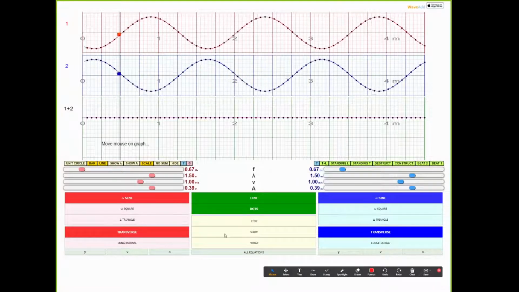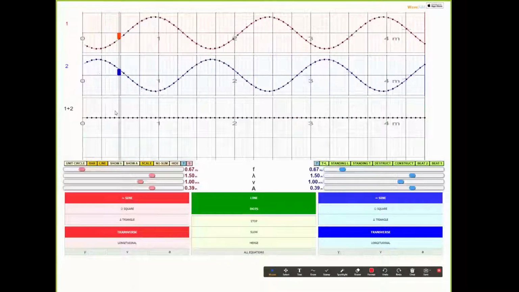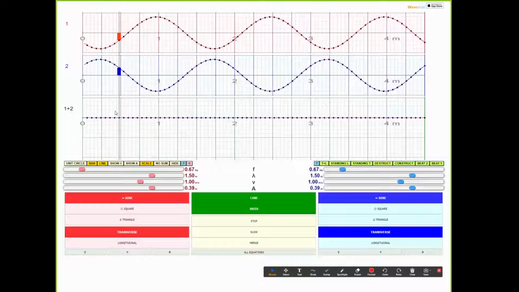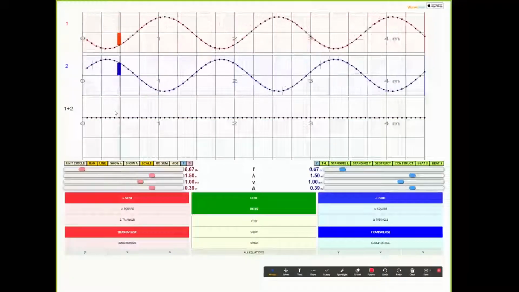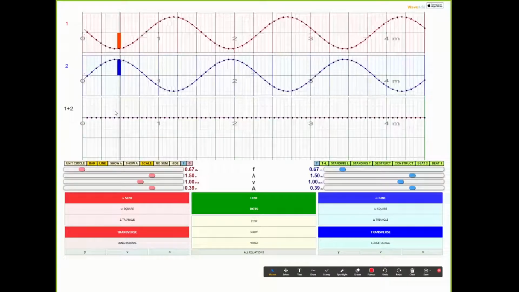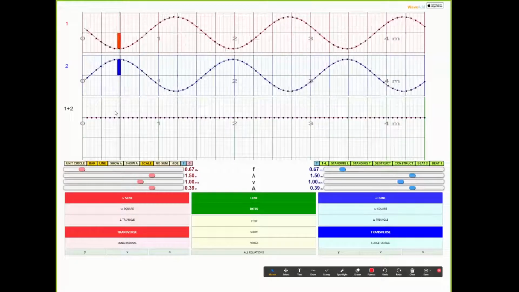Now, as I play my wave, I can see that I have my wave 1 and my wave 2. They show up, and I can see very specifically what their patterns are. But, and you can tell me in the chat or by unmuting yourself, what's happening with the resultant wave right now?